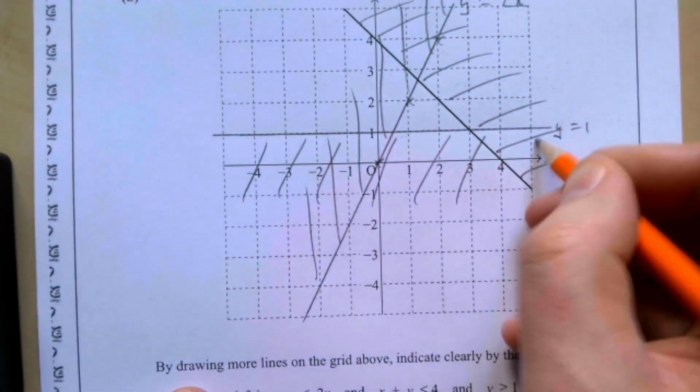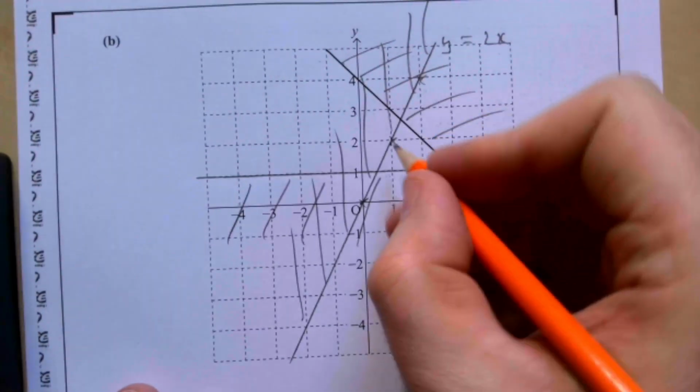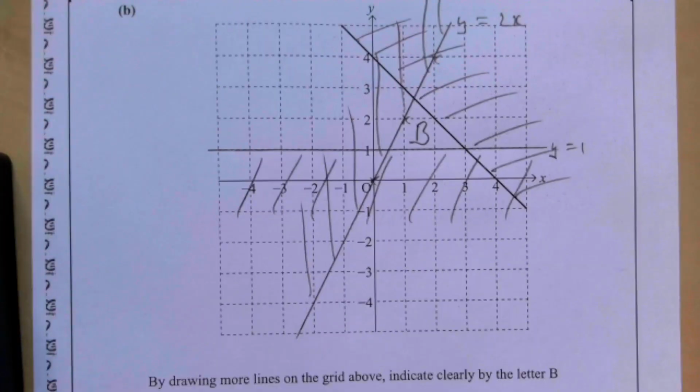And then y is greater than 1. We want above this line. So it's that wee tiny triangle just in the middle there. And they've asked us to label it B. And that's us done.